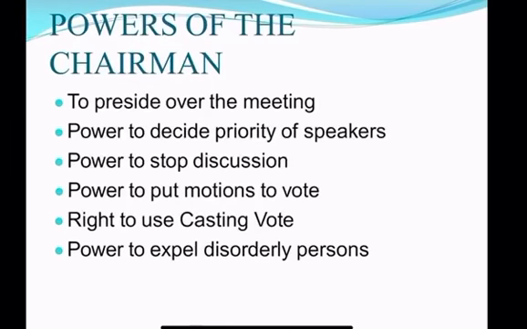Power to expel disorderly persons. The chairman has the power to maintain order and decorum at a meeting. That is, to prevent the use of abusive language and disorderly behavior of members. In fact, he has a power to cause the removal of disorderly persons who are preventing the transactions of the business and who refuse to leave when required to do so. That is to expel unruly member.